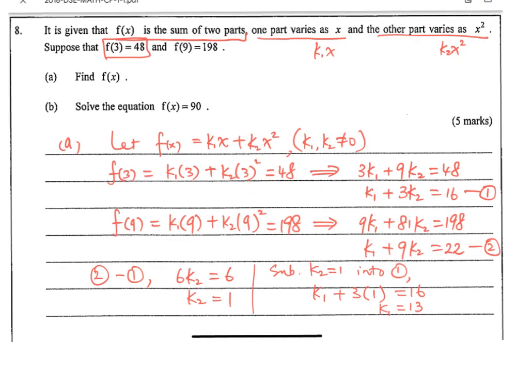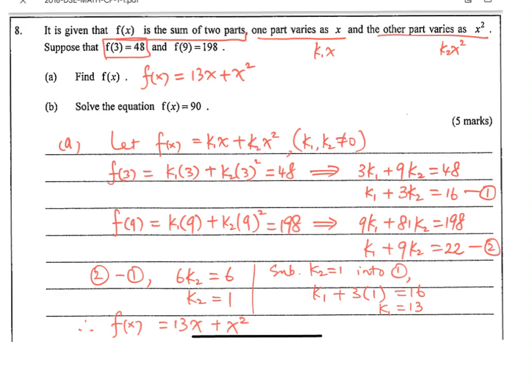Okay, after we have k1 and k2, therefore we have the function f(x) equal to k1x, which is 13x, plus k2 x squared, which is 1x squared, just x squared. Okay, so this part is the answer. So let me write it down here. f(x) equal to 13x plus x squared. Now let's move to part B.